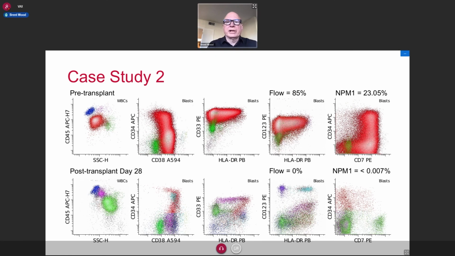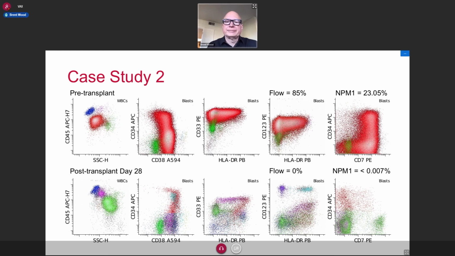And so pre-transplant, we evaluated this patient: a large leukemic population of cells in red, and an immunophenotype that's very characteristic of the NPM1 mutation, which was also found by next-generation sequencing at about 23%. Post-transplant, day 28, the marrow looks much more normal, with that population essentially not being detected by flow cytometry, but the NPM1 mutation was detected by molecular studies at a level of about 0.007%.